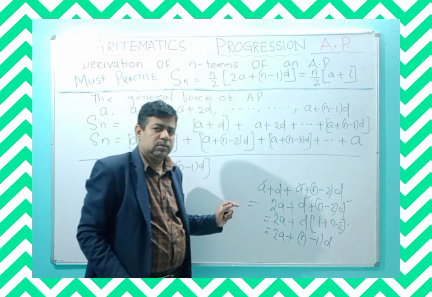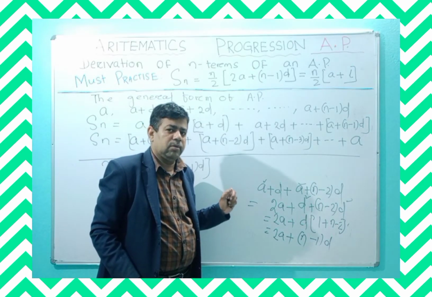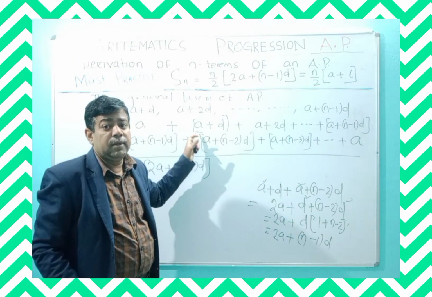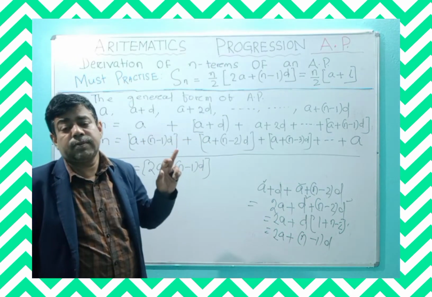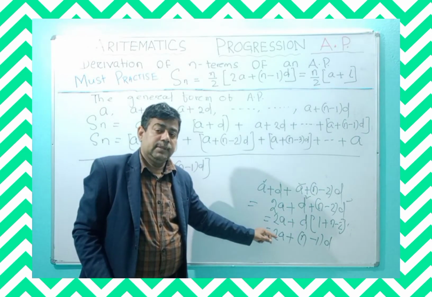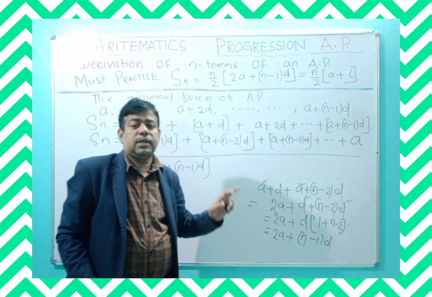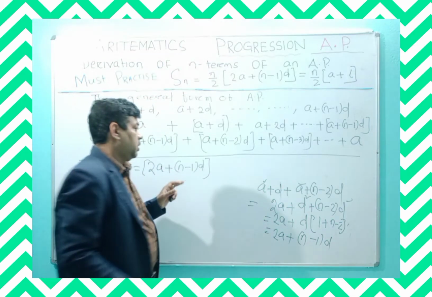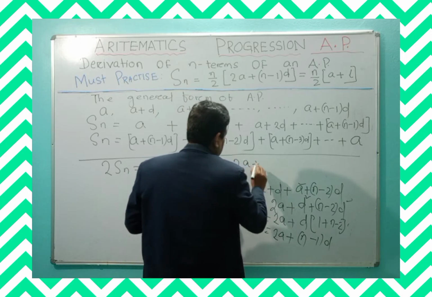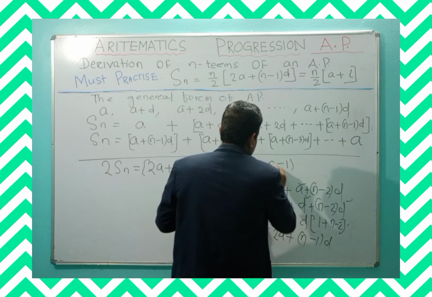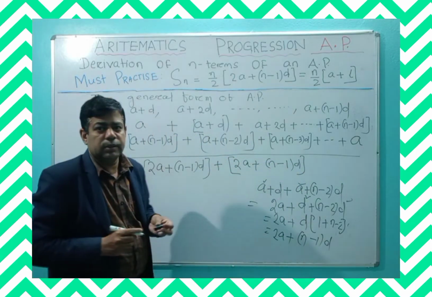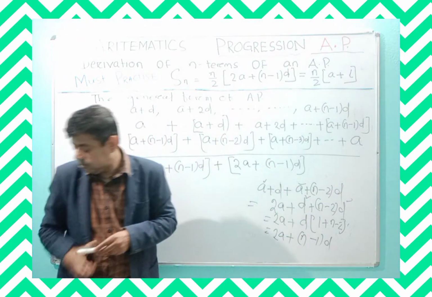Okay, so here the value is also 2a plus n minus 1 into d. Here you see, are you observing anything? Whenever you are adding the second term of the first equation with the second term of the second equation, what are you finding here? The sum remains constant. It is 2a plus n minus 1 into d. Understand? Is it clear?